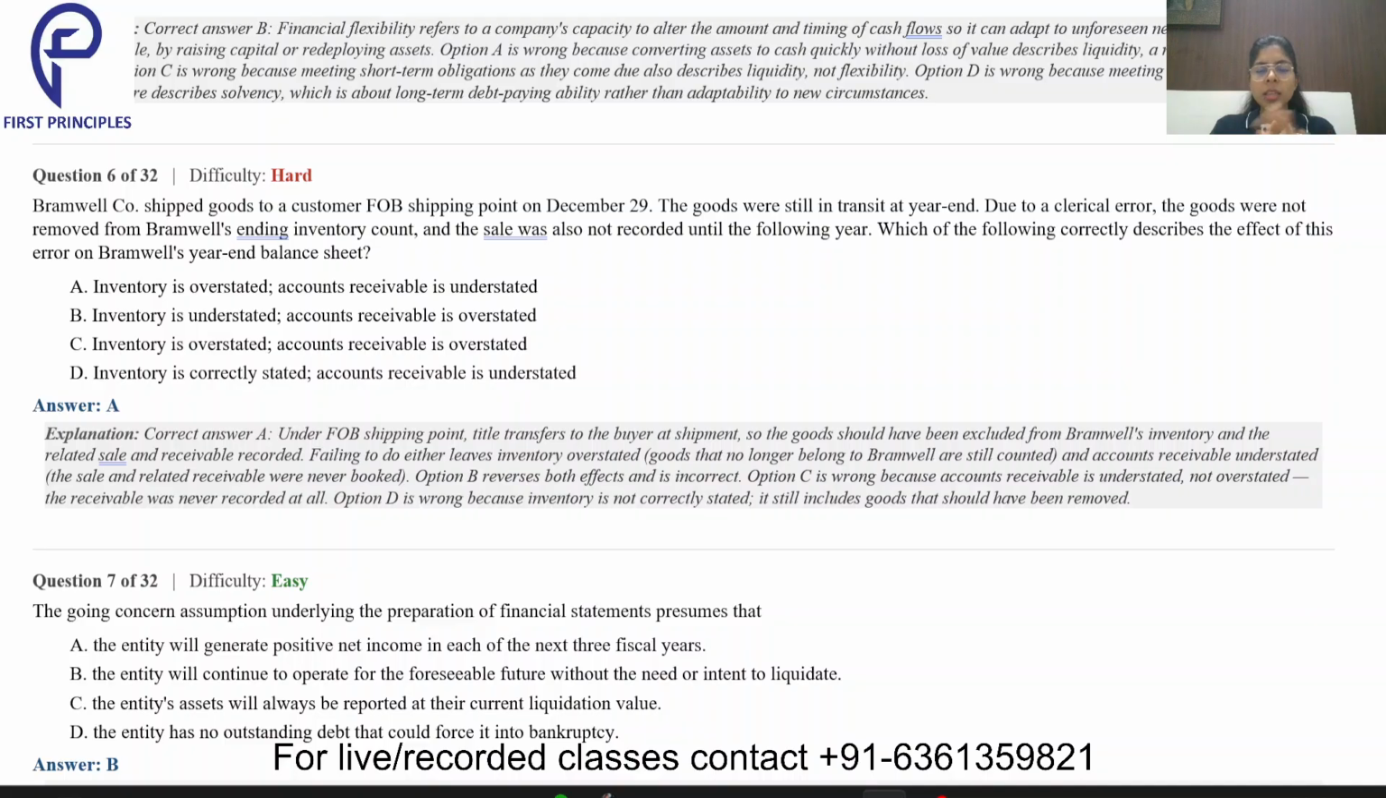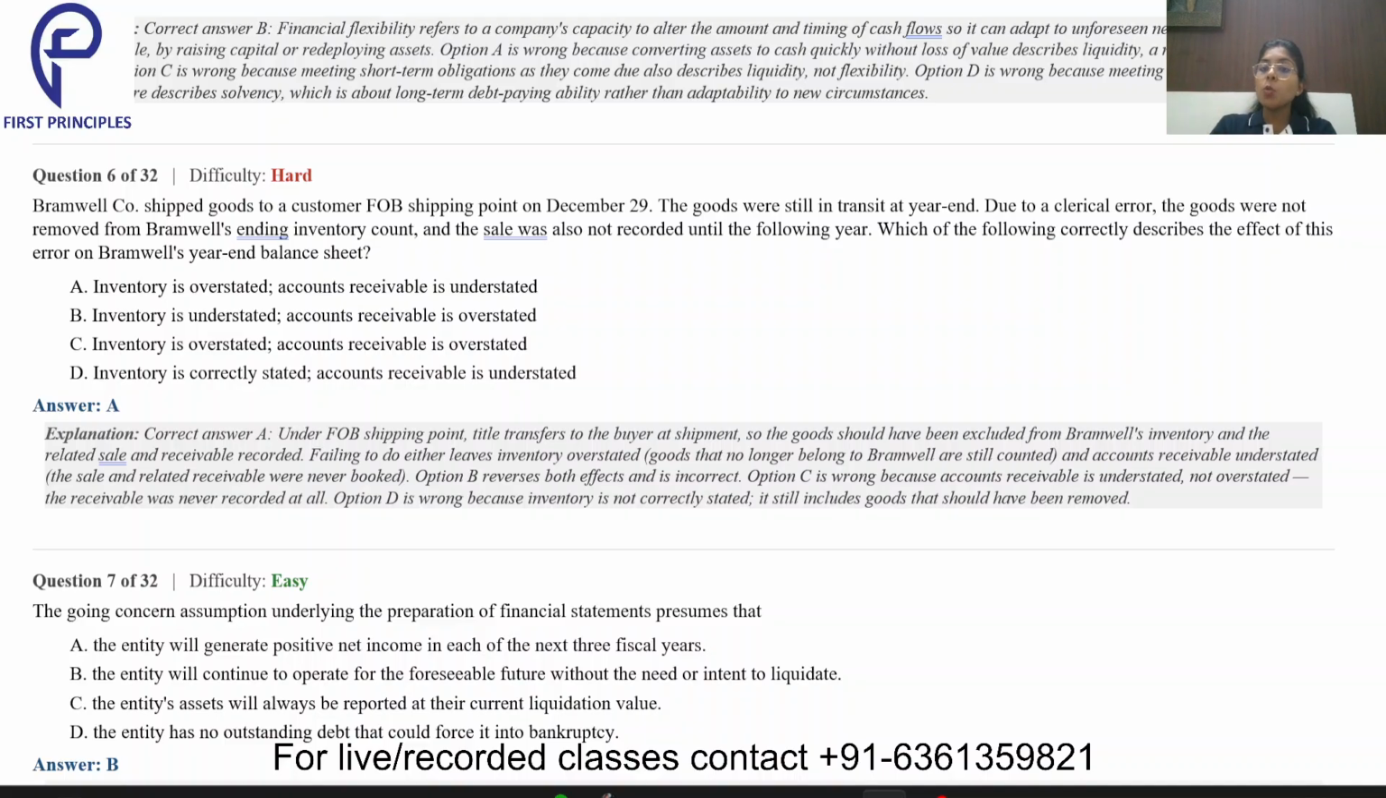Now, what the question is saying is that I sold the goods to the customer as FOB shipping point on 29 December, and the goods were still in transit at year end. That means the goods were still on the ocean when they were sold to the customer. But it is FOB shipping point and it has been shipped to the customer on 29 December. That means on that day I should not record that inventory in my balance sheet, and I should record an accounts receivable.